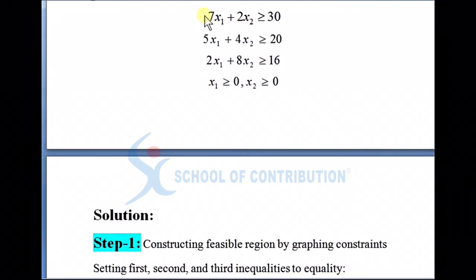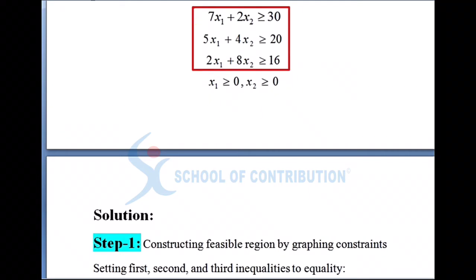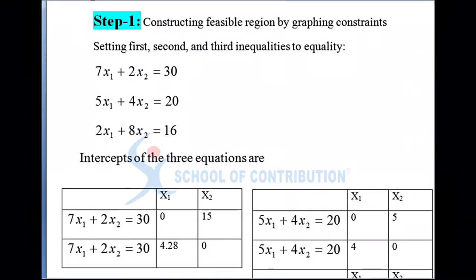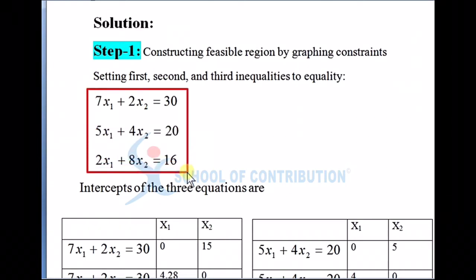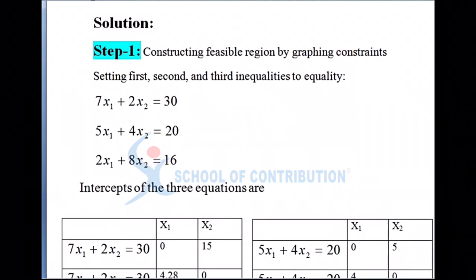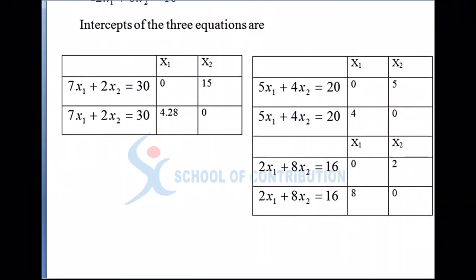সো ফার্স্ট সলিউশন করার পূর্বে আমরা এই ইনইকুয়ালিটিগুলোকে ইকুয়াল সাইন দিয়ে কনভার্ট করে নেব। So if we convert this inequality into equality, we get 7x1 plus 2x2 equal 30, so we do not put less than or greater than or equal sign, we just put equal sign. 5x1 plus 4x2 equal 20, 2x1 plus 8x2 equal 16. Once we convert this into equality, then we move on to collect the intercepts for these three equations, because we need intercepts to draw the lines in the two-dimensional graph.